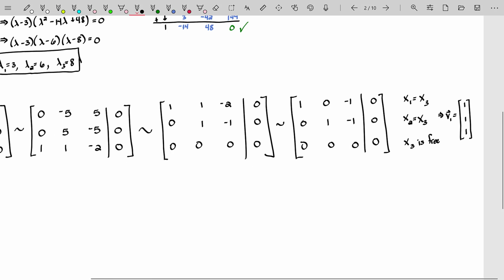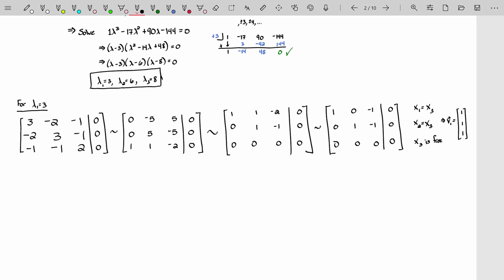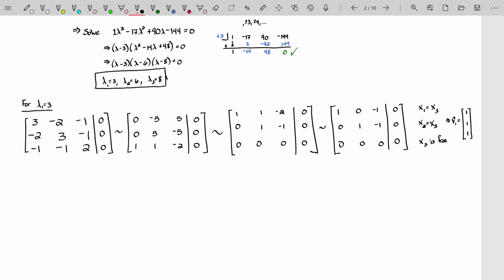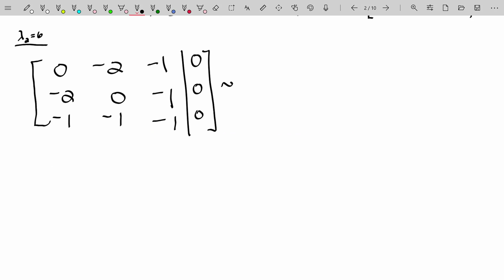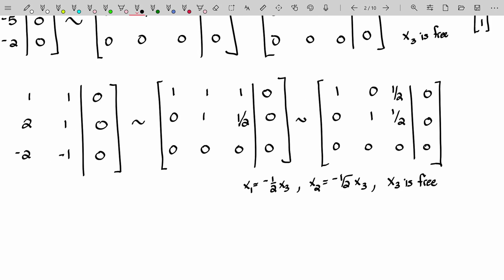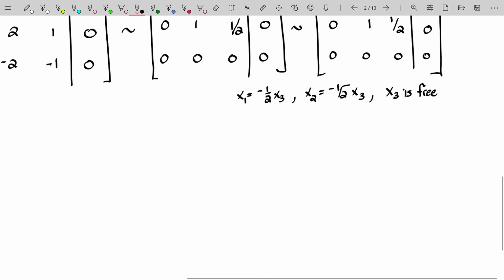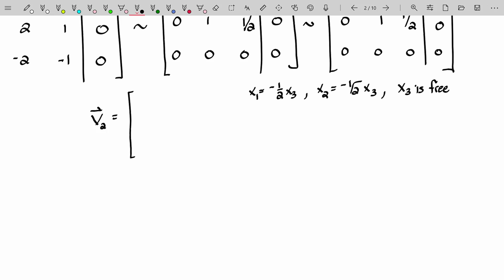All right, there we go. That wasn't too terrible. Now we're going to go ahead and do the same thing for lambda sub 2, which is equal to 6. And there we have that right there. I'll go ahead and write the eigenvector. And I wrote that by allowing x sub 3 to be 2. It just made it a little bit nicer to not have fractions.